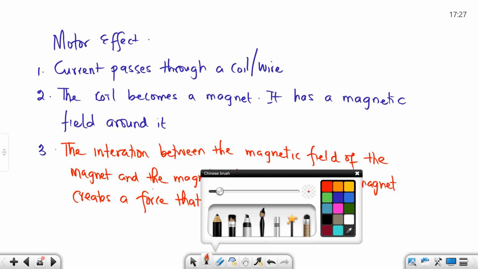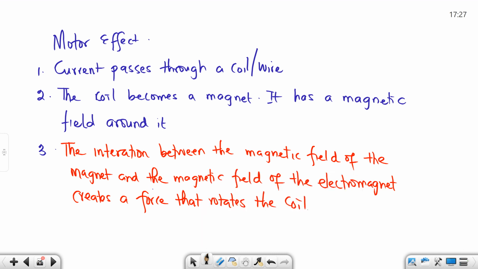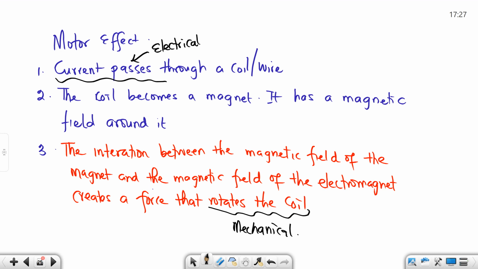If you notice, where are we ending? We are ending at rotates the coil, which is what? Mechanical energy. Where did we start from? Current passing through, which is what? Electrical what? Energy. This is the full motor effect.